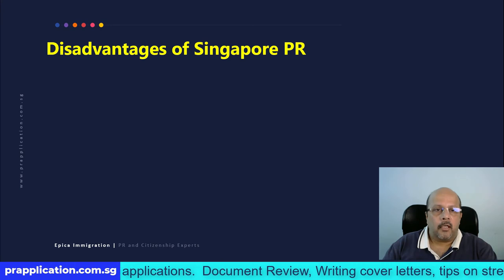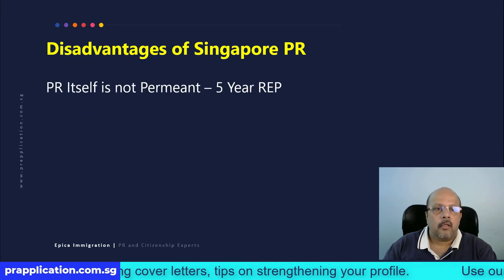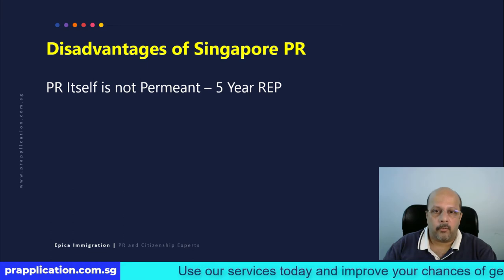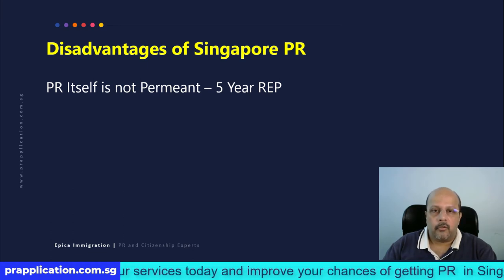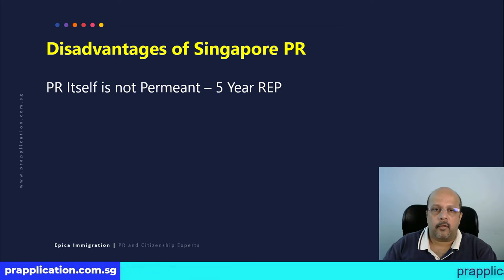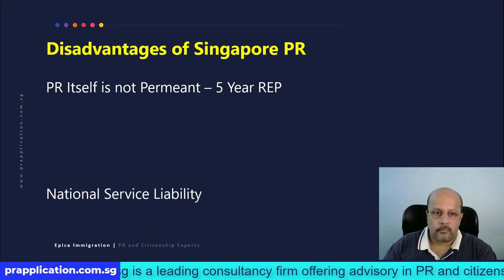Now moving on to the next slide, here are some disadvantages or limitations of getting Singapore PR. First point is permanent residency itself is not permanent. We call it permanent, but actually it is tied to a 5-year re-entry permit. After every 5 years, you have to renew your re-entry permit, and that to some extent depends upon your income generating capacity. If you are not economically active or if you have not filed taxes for the last 2 years of this 5-year period, then your permanent residency or REP will get renewed only for 1 or 2 years at a time. So as such, your PR itself is not permanent.